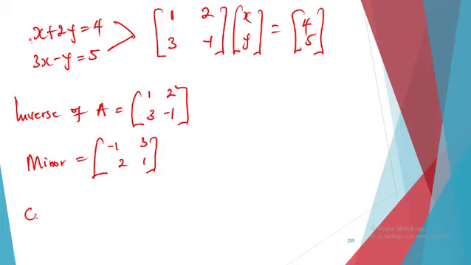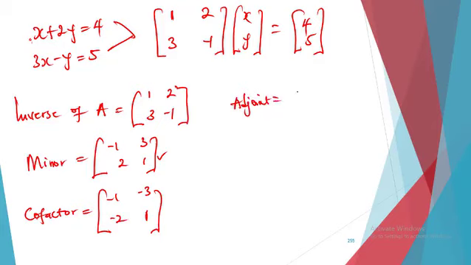Then we'll find the cofactor. I know you know how we got our answer to be this. The cofactor is minus 1, minus 3, minus 2, and then 1. Then after our cofactor, we find the adjoint, which is the transpose of this, and that will give us minus 1, minus 3, and then minus 2 and 1. So we then find the determinant of A.